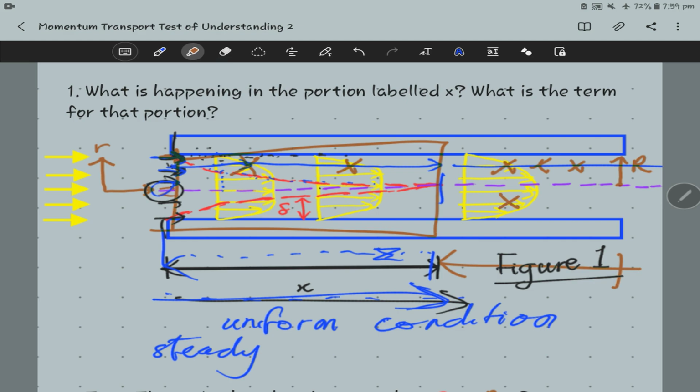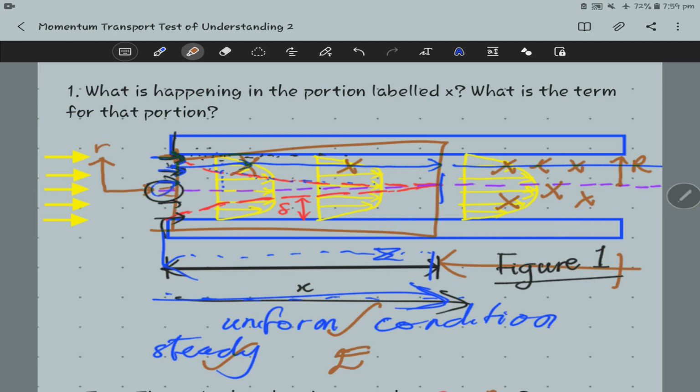And if I choose a particular location and check what's happening to the velocity against time, you see that the velocity there won't be changing as well. Whatever location I choose, I check the velocity against time, it won't be changing. So that's what we mean when we say that within this region, it is in both uniform condition and steady state condition.